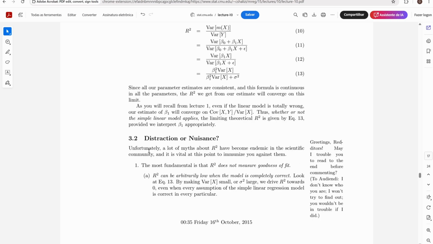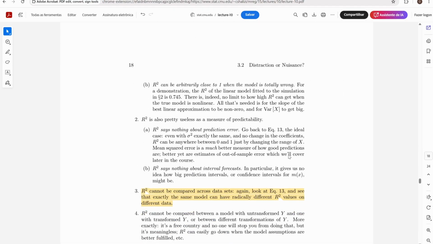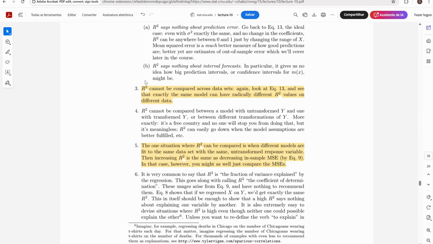And what does it say about the R squared? It says that, for example, unfortunately, a lot of myths about the R squared have become endemic in the scientific community, and it is vital at this point to immunize you against them. Just something that I highlighted. R squared cannot be compared across datasets. Again, look at the equation, we have to go above, and see that exactly the same model can have radically different R squared values on different data.